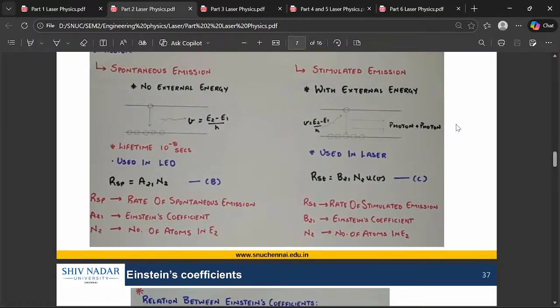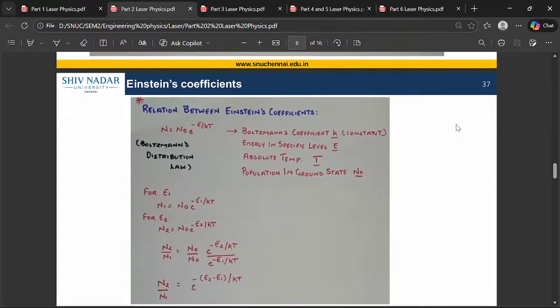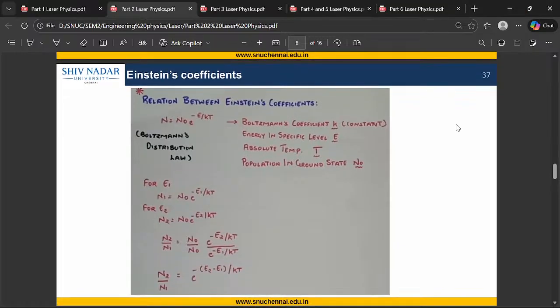So R_st, the rate of stimulated emission, is equal to B21 N2 u mu, where B21 is Einstein's coefficient for emission from level 2 to level 1, and N2 is the number of electrons in it, basically. Now the relation between these Einstein coefficients.